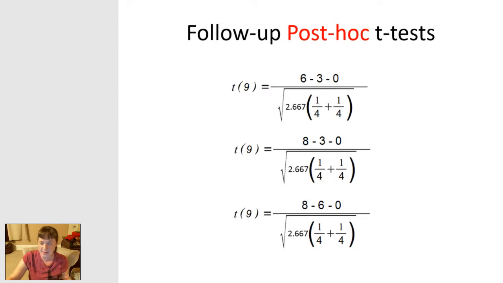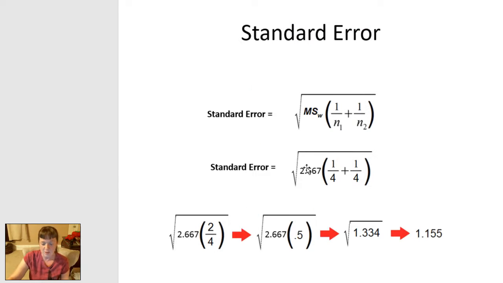So let's calculate standard error first, because it's going to be the same for all three tests. We plug in mean square within, 2.667, right? Plug in 1/4, right? For 1/4 baby n. And now I get 2.667 times 2/4, which is 2.667 times 0.5, which is 1.334. And as a final step, I get the square root, right? So my standard error is 1.155.